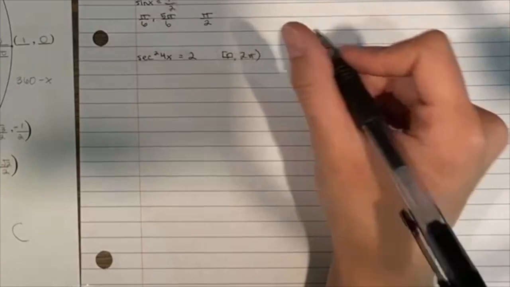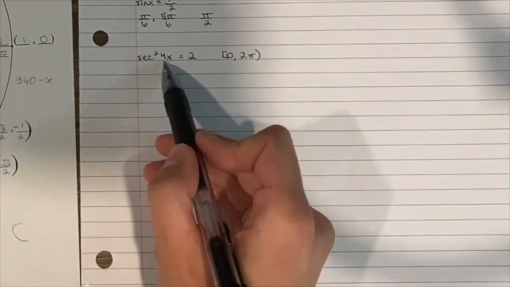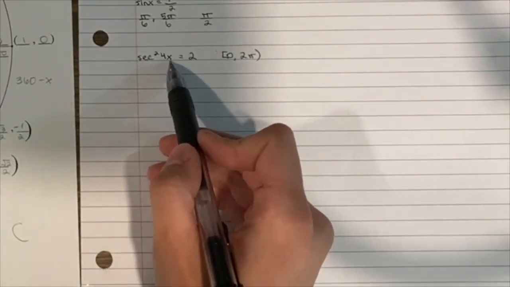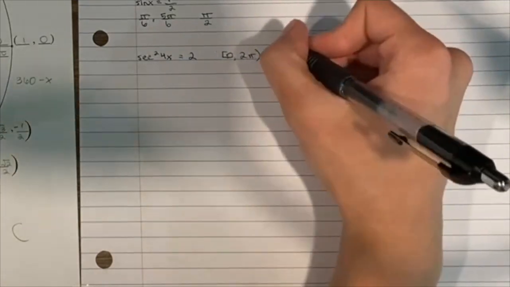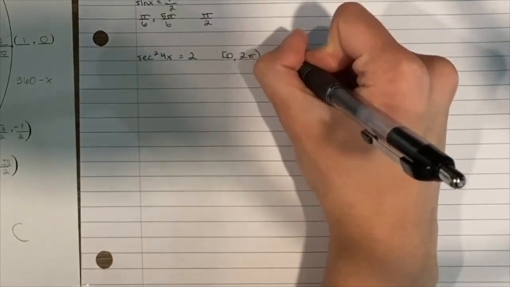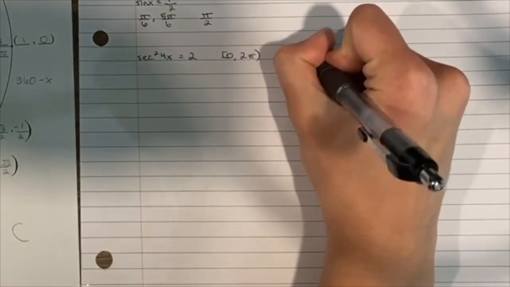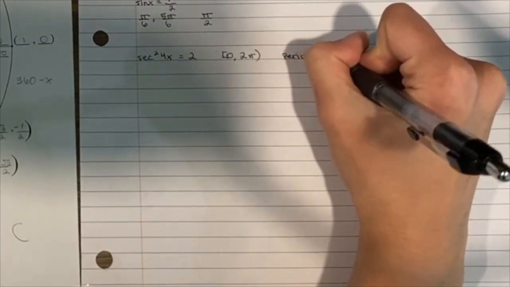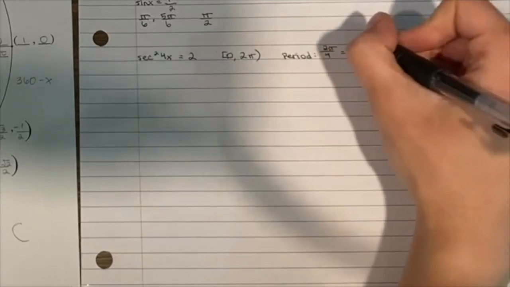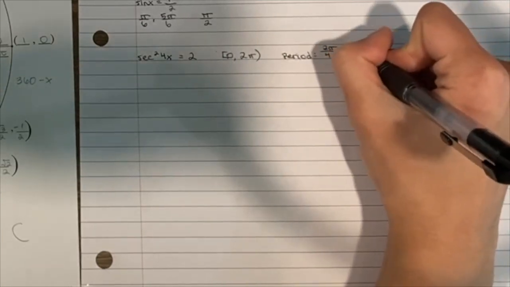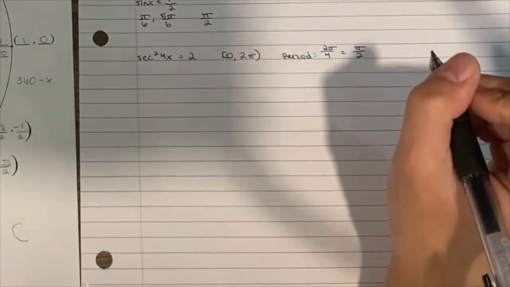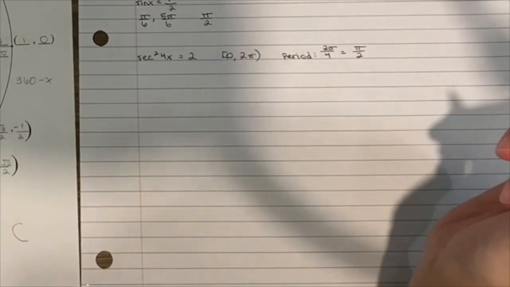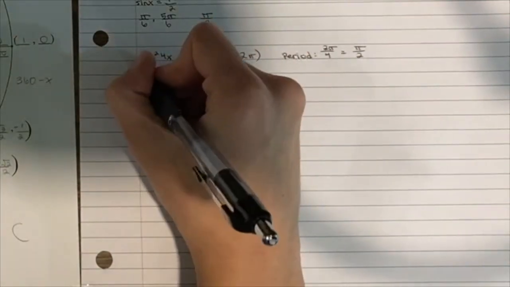Anyway, so for this one, there is a change in period. So I'm going to find out what the period is, which you would do period equals 2 pi divided by 4, which is just pi over 2. So here you have a period of pi over 2. So back to the problem.